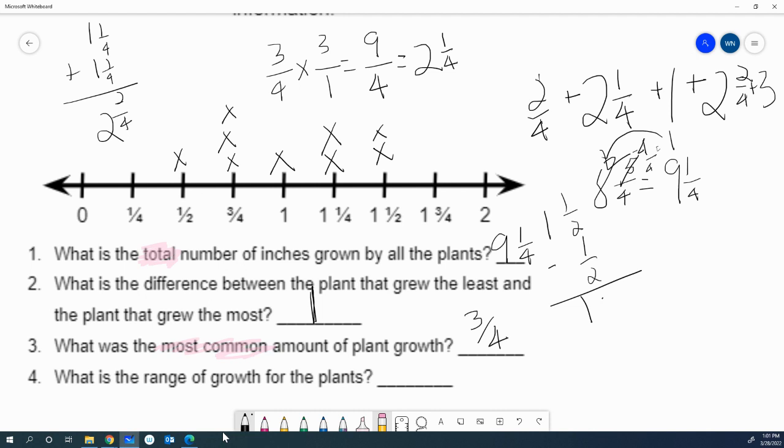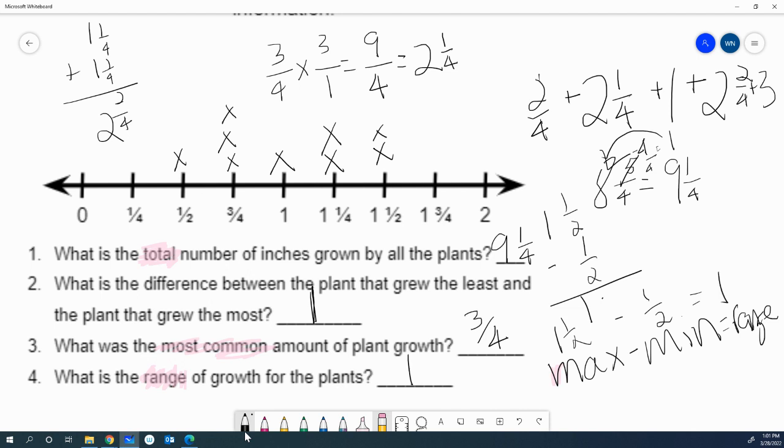And finally, we've got the question range. This is actually super easy because you've already answered it. The range equals the max, let's do that in pen, max minus minimum. That equals the range. So that's how we find range. We're going to take our maximum, which is 1 1/2, minus the minimum, which is 1/2, and we get 1. We already answered that question. It's kind of like a repeat with a fancy new word.